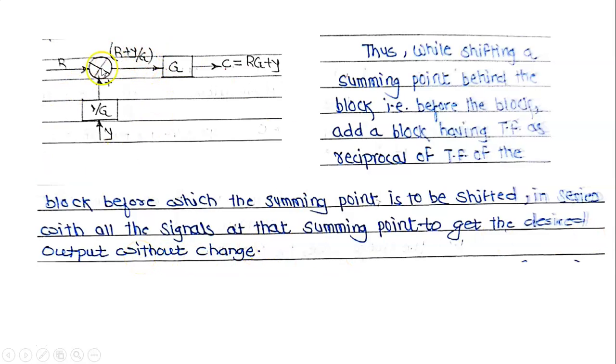Therefore you just see here we have added a block having its transfer function, meaning the value inside that block. Earlier the value inside the block was G, now the value inside the block is 1 upon G. Therefore we will stop here. Another 4 rules we will see in the next lecture.